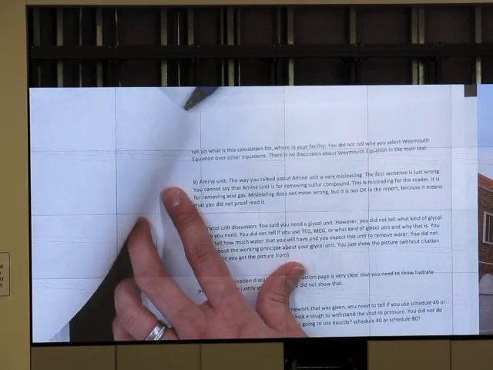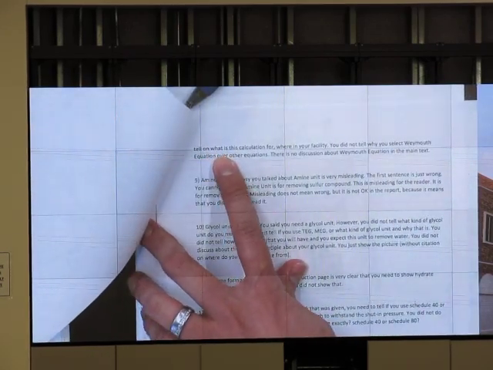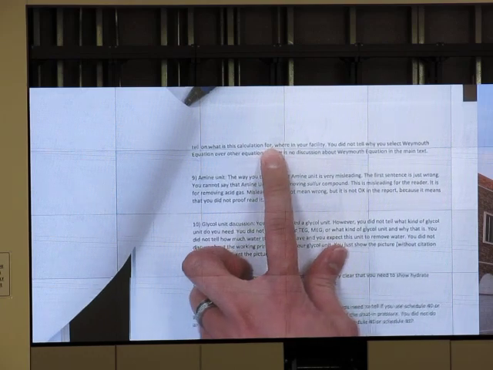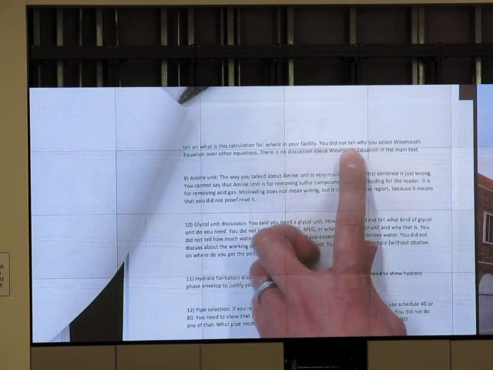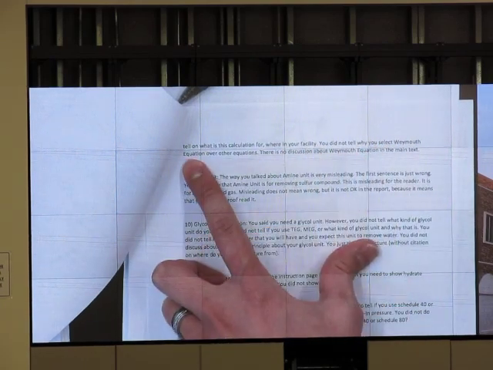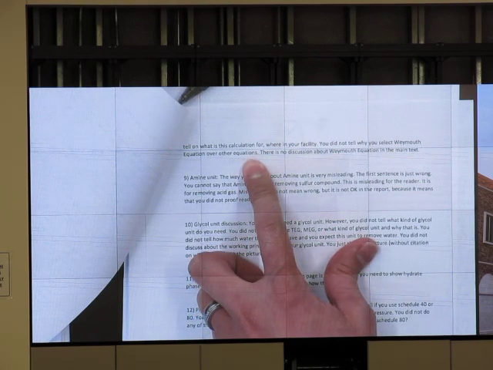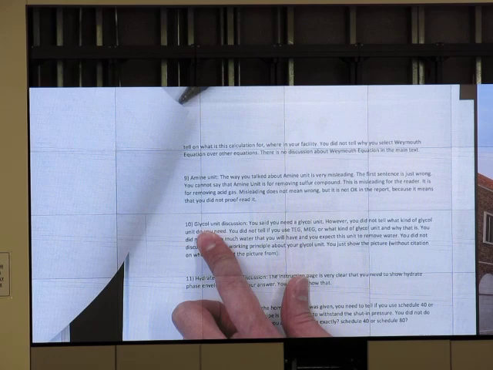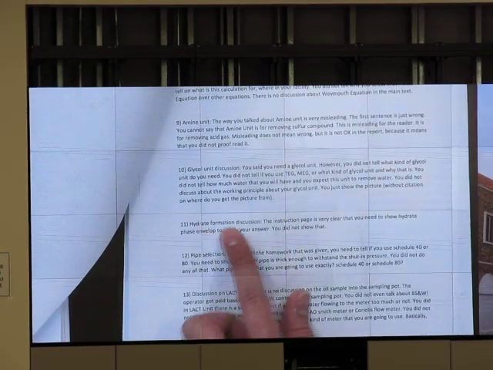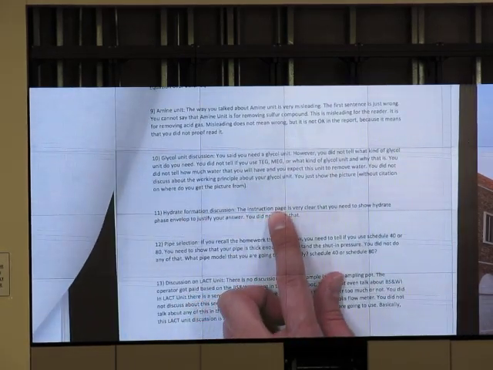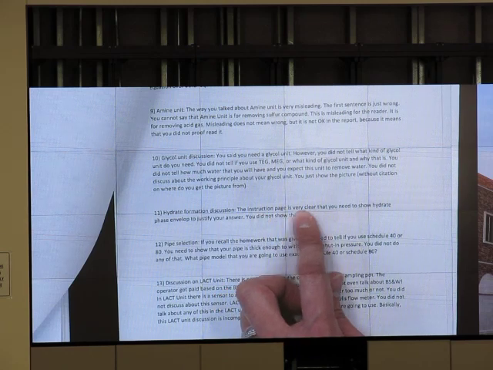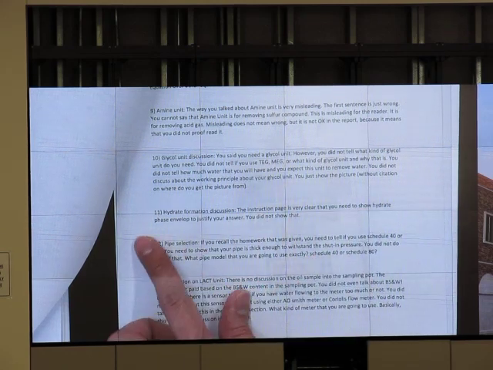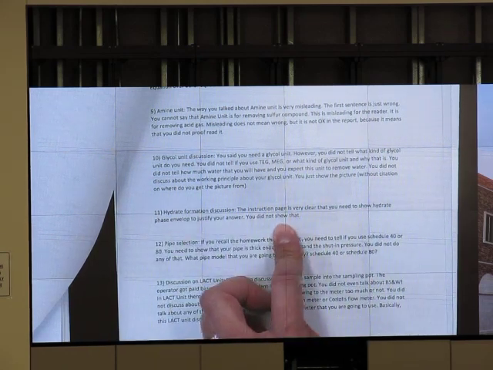You did not tell what this calculation is for, where in your facility, or why you selected the Weymouth equation over other equations. See? There is no discussion about the Weymouth equation in the main text. Amine unit, glycol unit, hydrate formation discussion. You inserted a graph. The instruction page is very clear that you need to show the hydrate phase envelope to justify your answer. You did not show that.